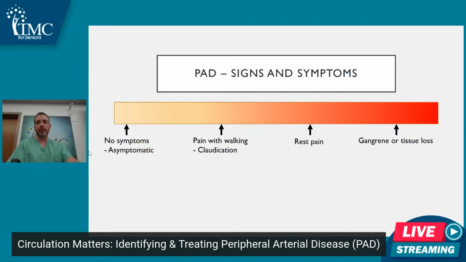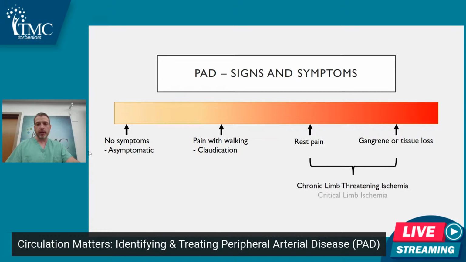When you start to move into rest pain and gangrene, where the tissue is actually starting to die because you have such poor blood flow, we call that chronic limb-threatening ischemia, or an older term people still use is critical limb ischemia. This is where you're at risk of not just losing part of your toes, but even your whole foot. It becomes a very serious condition in which we really need to do something sooner rather than later.